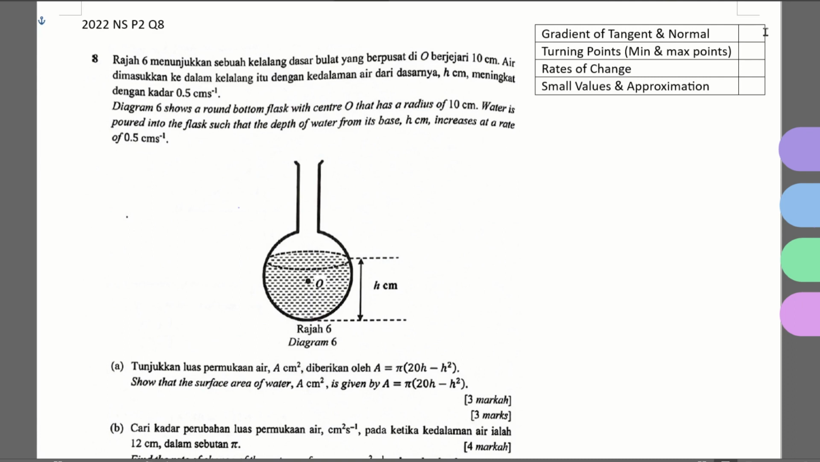So for today's video, we'll look at a question from Form 5 Chapter 2, Differentiation. Before we begin, you can take a look and try it by yourself first.